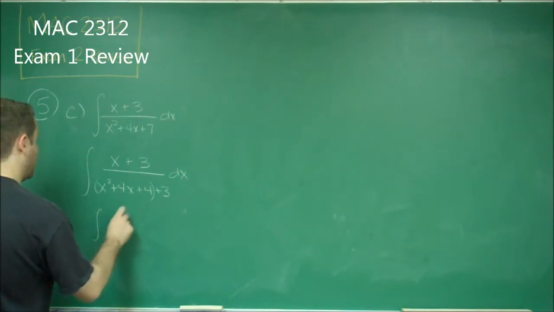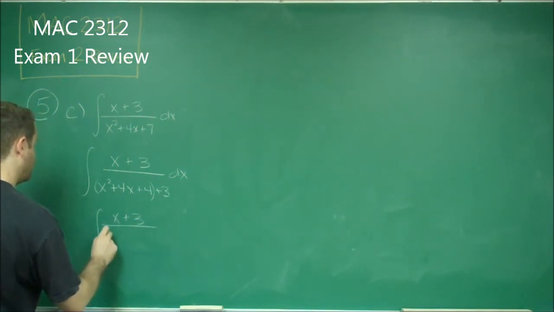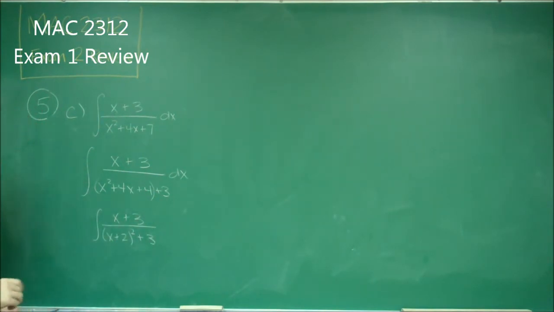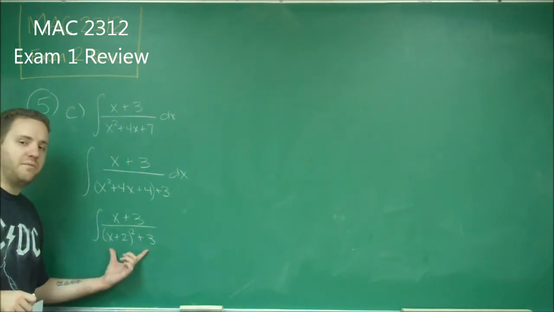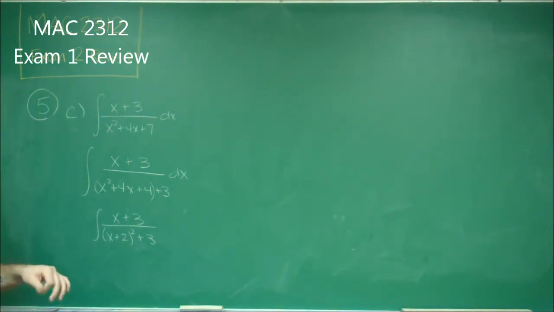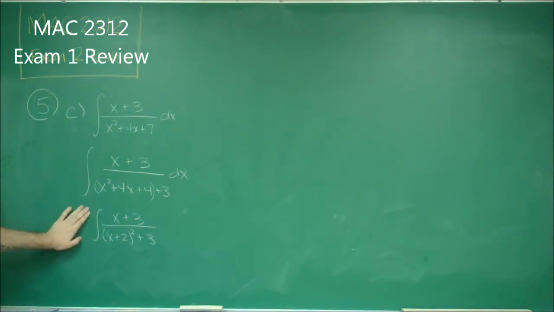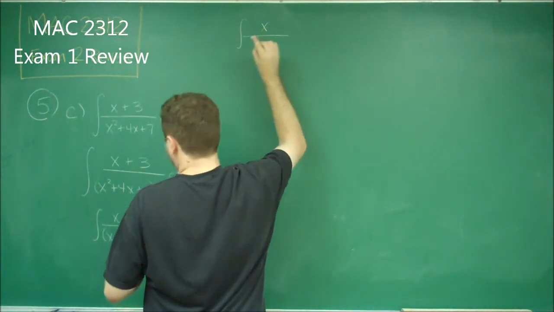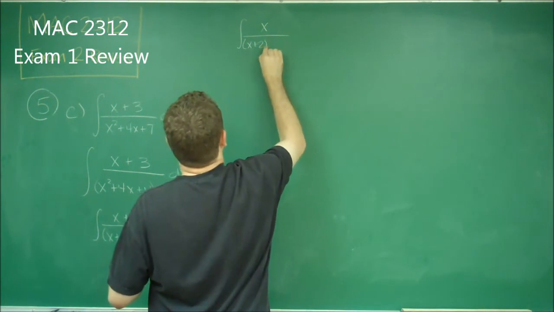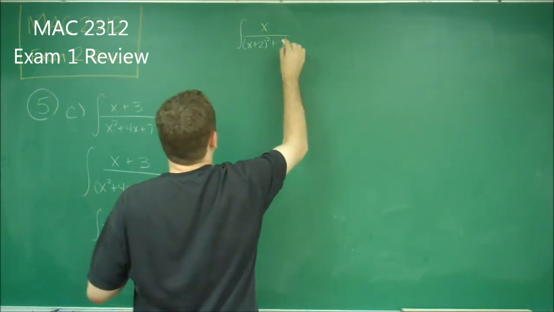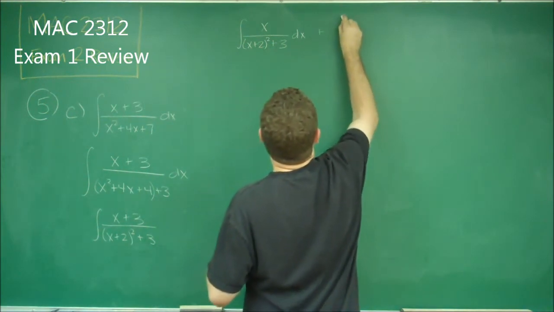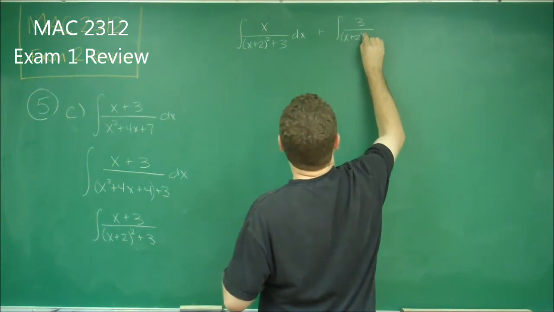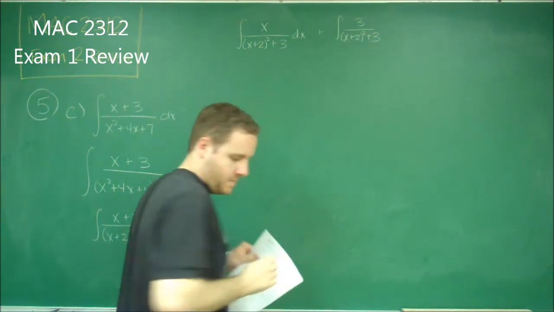So this integral is x plus 3 over x plus 2 squared plus 3. You can see here now, this is not factorable in any sense. So this is not going to be a partial fractions problem. Instead, we're going to need to do this by splitting up these two. So we're going to have the integral of x over x plus 2 squared plus 3, plus the integral of 3 over x plus 2 squared plus 3.